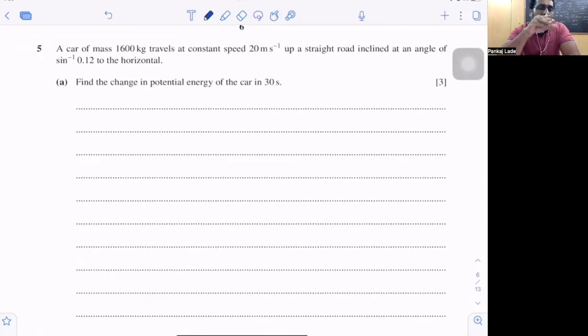If it is traveling at constant speed, what can you say about the acceleration? Students, the acceleration is going to be 0, right? The speed is constant. There is no increase in the speed. If the speed is constant, that's a clear indication that the acceleration is 0 for this particular case. So find the change in the potential energy of the car in 30 seconds.